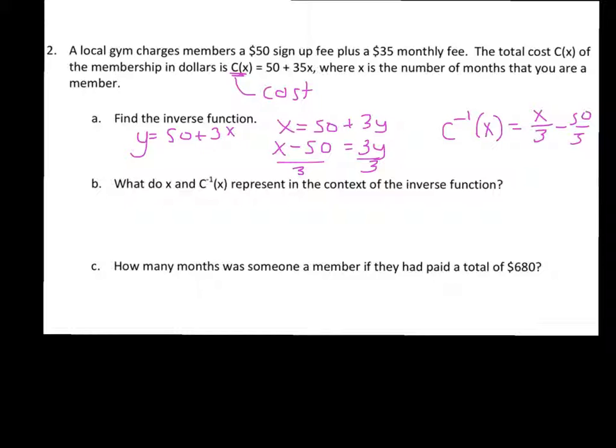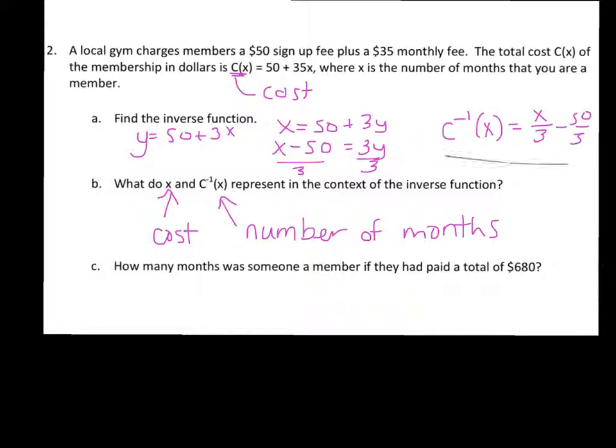So then question B says, what do x and C inverse of x represent in the context of the inverse function? So if in the original function, x represented the number of months and C of x was the cost, in our inverse function, x is going to be the cost, and the C inverse of x is going to be the number of months. So just remember that in an inverse, we flip-flop the input and output. So what they represent is also flip-flopped.